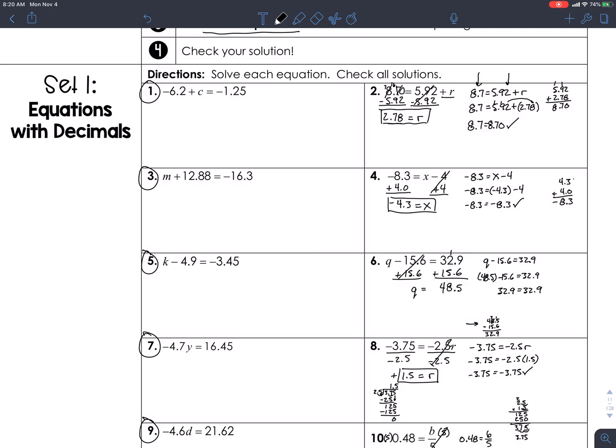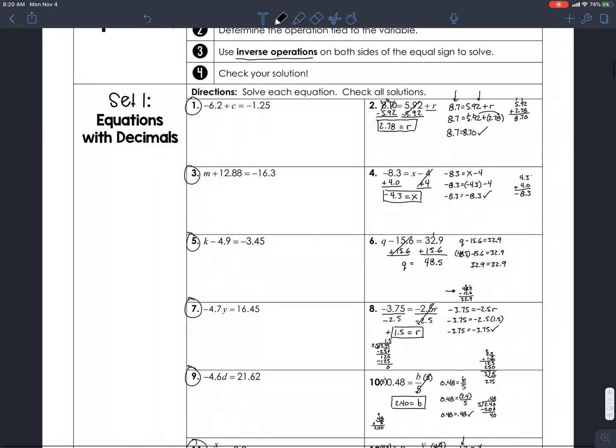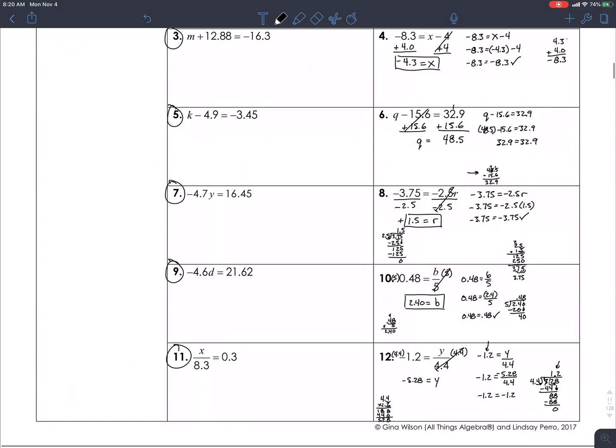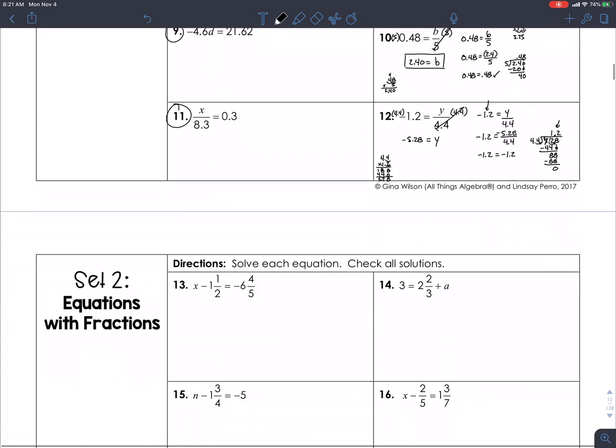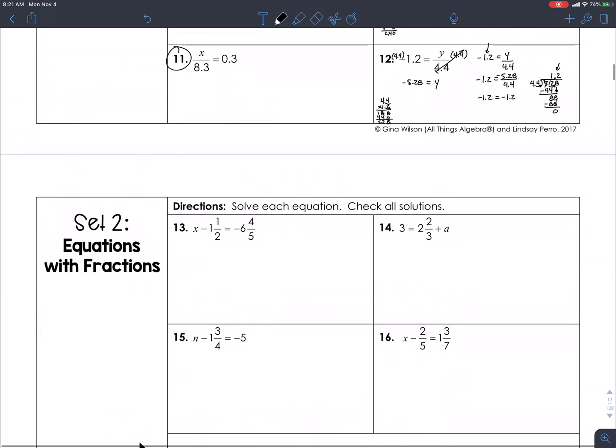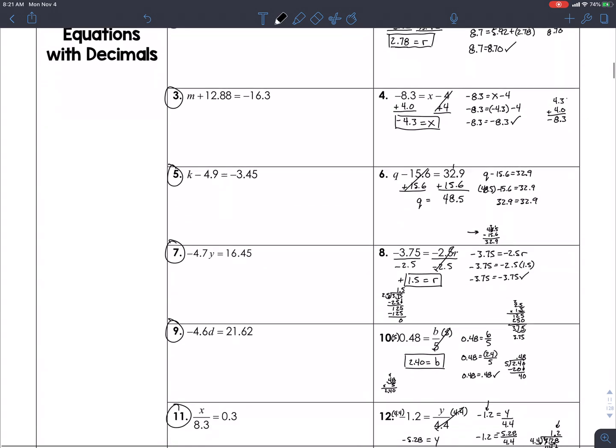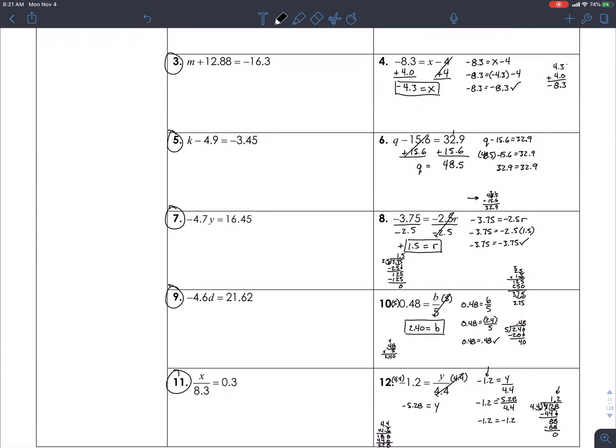So again, don't come ask me what you need to do, because here it is. You need to do the odds on the front of this sheet. Don't worry about the back. We'll worry about that maybe tomorrow. Just the odds on the front of this sheet, 1, 3, 5, 7, 9, 11, and the odds on the homework. Okay? And once you're done with that, then you can do Prodigy.